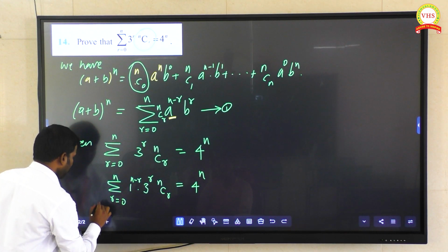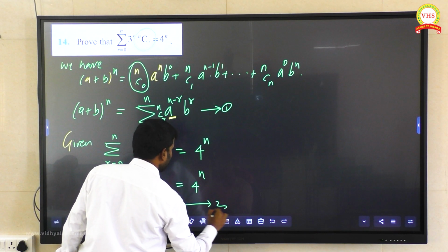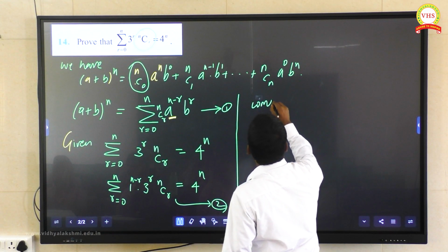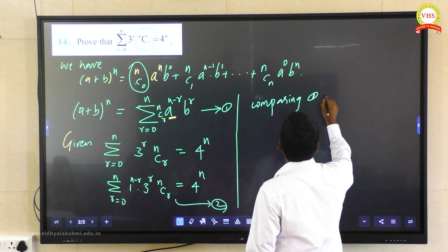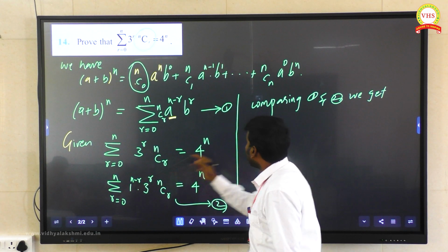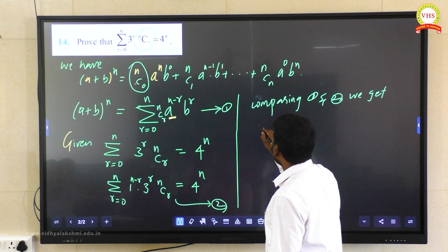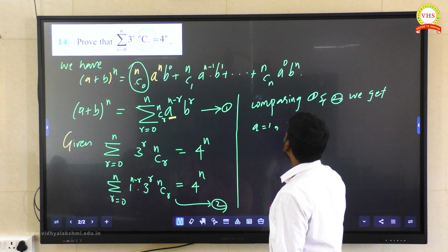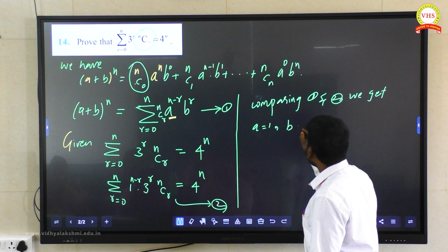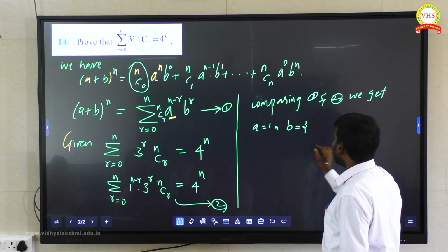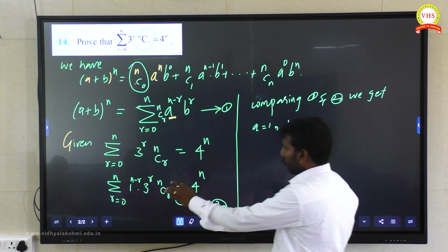Now here we have 4 power n. Take this as answer 2, the left hand side. Here I am going to compare 1 and 2. On comparing 1 and 2, what am I getting? 1 power n minus r, like that a power n minus r, so the a value is 1. b power r, 3 power r, so the b value is 3. Understand? The same nCr, that's not a problem, leave it. Then we got the a value and the b value. Now we can find this one.